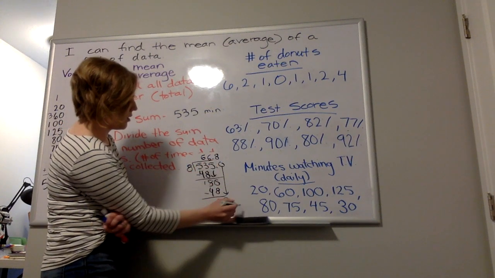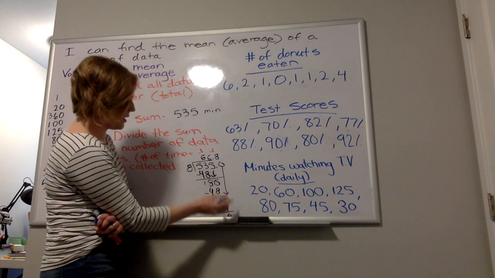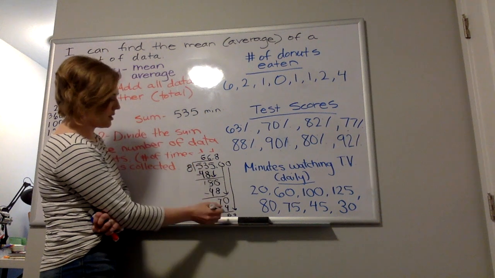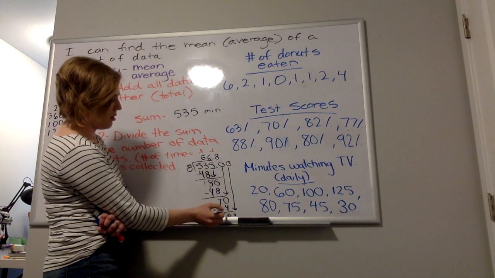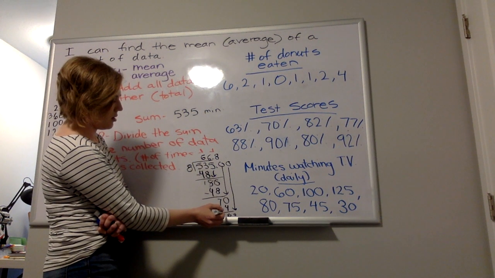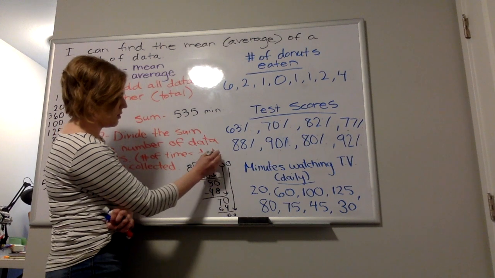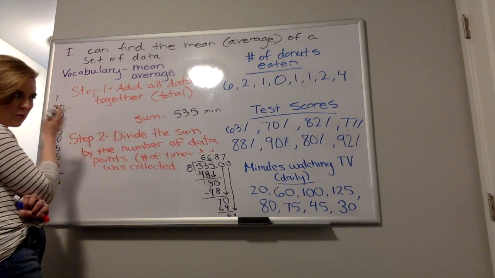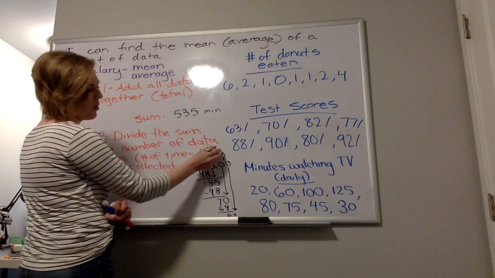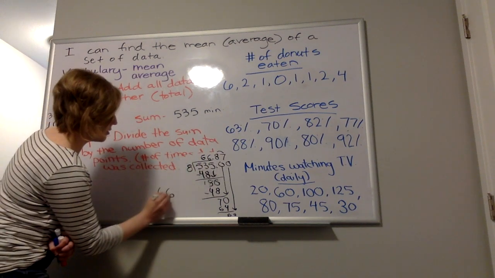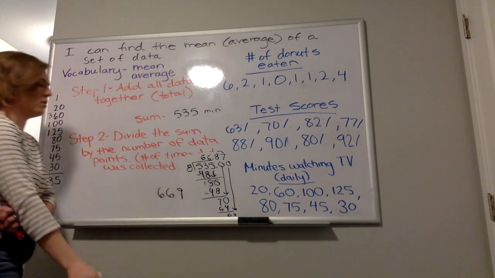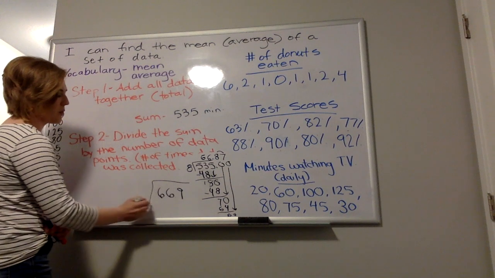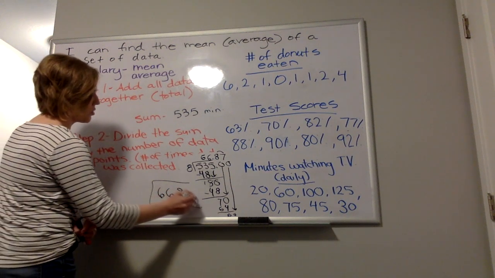64. Then we get 6. 8 goes into 60 7 times, because we get 56. So I'm just going to pause there, and then I'm going to just have us round to the nearest tenth. So that would be 66.9. So people are spending about 66.9 minutes on average watching TV.